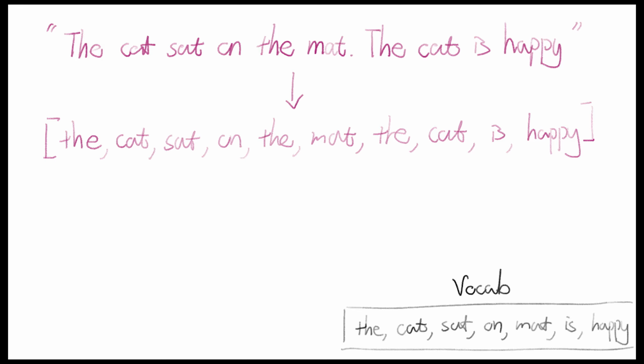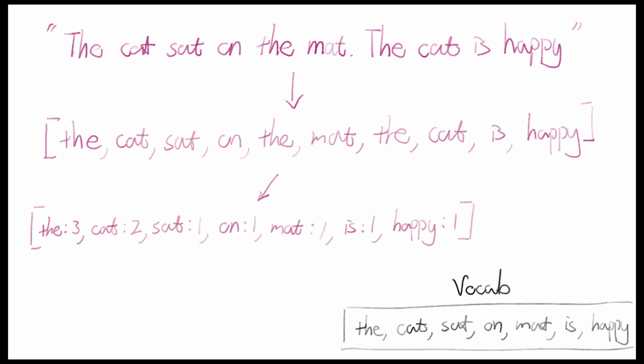A vocabulary of unique tokens is created from the text in the order that they first appeared. For this example, they would look something like this. Then we count how often each word appears in the text. For this example, the appeared 3 times, cat appeared 2 times, sat, on, mat, is, happy, all once. The text is represented as a vector of word counts corresponding to the vocabulary: 3, 2, 1, 1, 1, 1, 1. Each position corresponds to a word in the vocabulary.